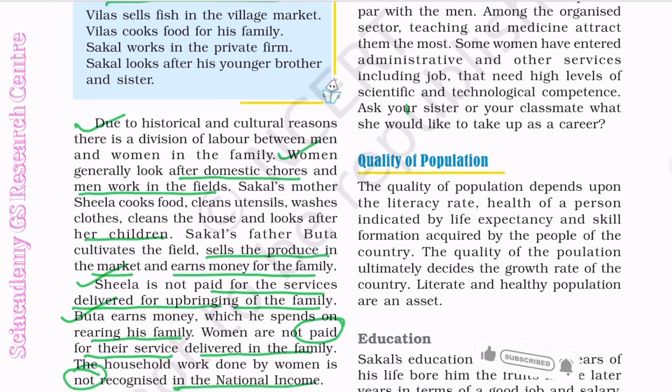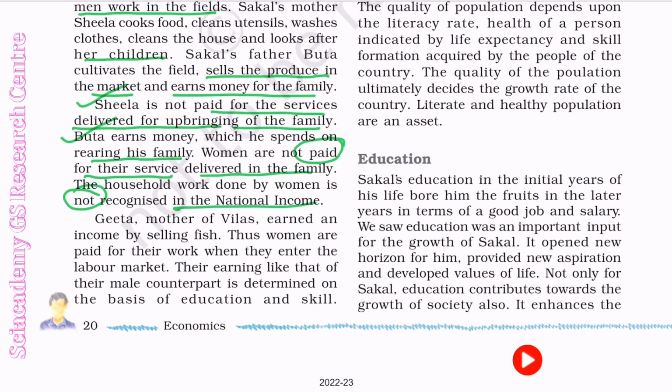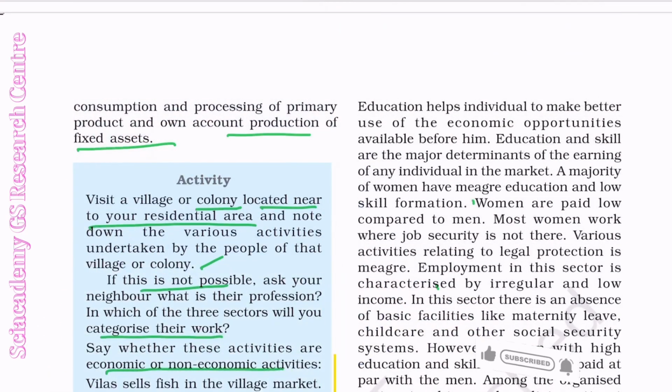Geeta, mother of Vilas, earned an income by selling fish. Thus, women are paid for their work when they enter the labor market. Their earnings, like that of their male counterparts, are determined on the basis of education and skill. Education helps individuals to make better use of the economic opportunities available before them. Education and skill are the major determinants of the earning of any individual in the market.